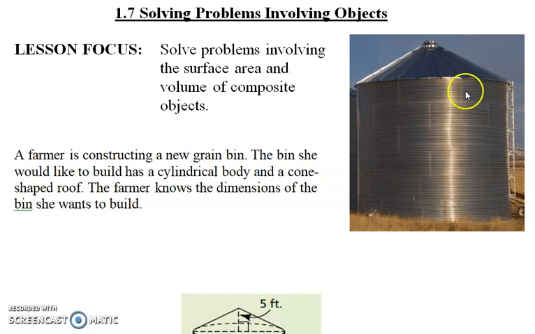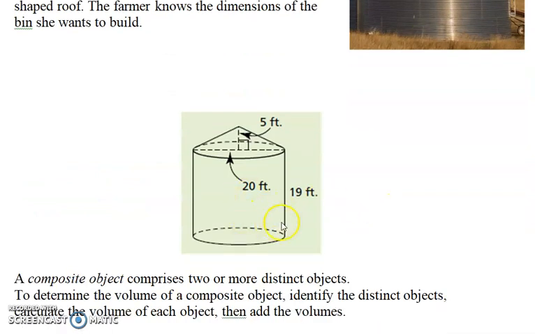So as you can see in your diagram, we have a cylinder here and there's a cone shaped on top. So there's two three-dimensional objects to create this composite object. So the farmer's constructing a new grain bin. The bin she would like to build has a cylindrical body, that's right here, and a cone shaped roof, like I mentioned. All right. So here's the dimensions, just an idea of what it looks like.